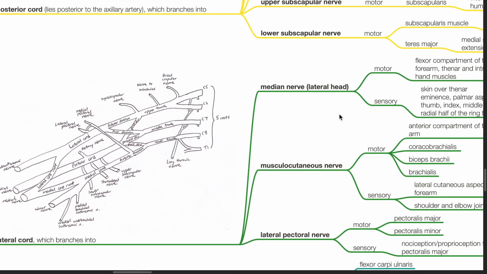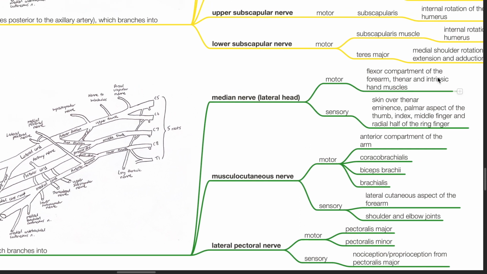The median nerve supplies the flexor compartment of the forearm, thenar and intrinsic hand muscles. The median nerve is also responsible for sensory supply of the skin over the thenar eminence, palmar aspect of the thumb, index and middle finger, and the radial half of the ring finger.